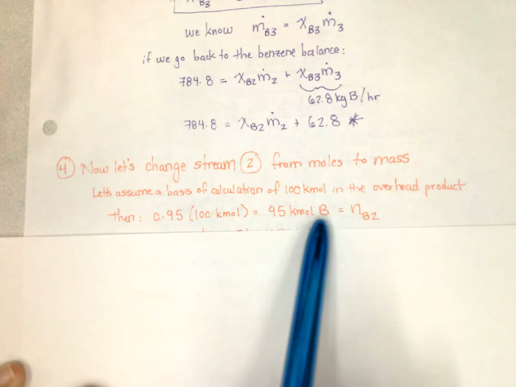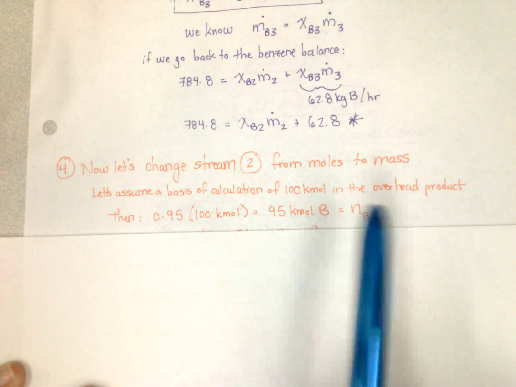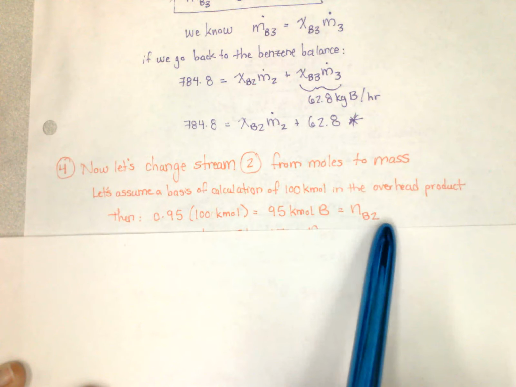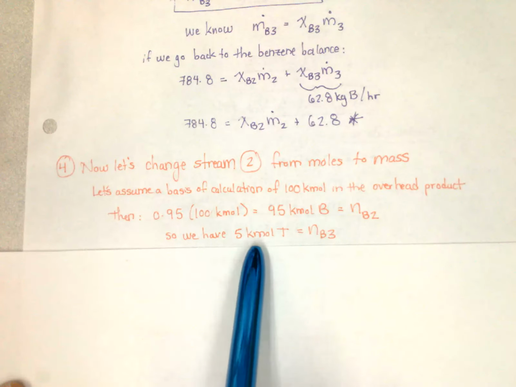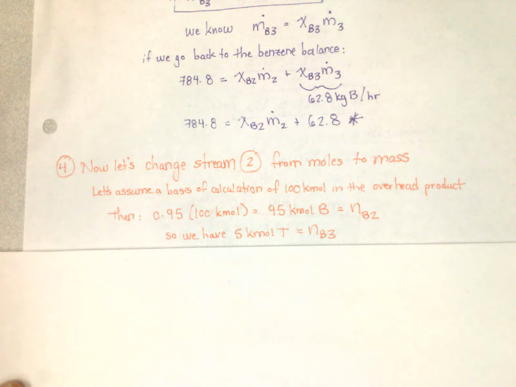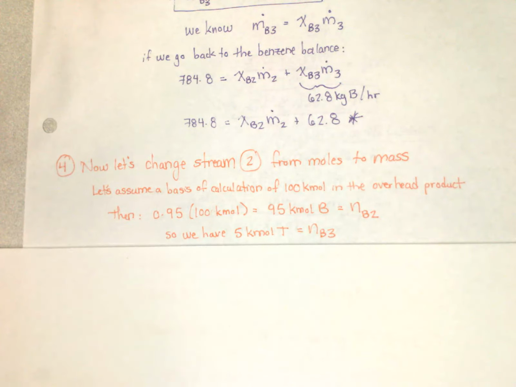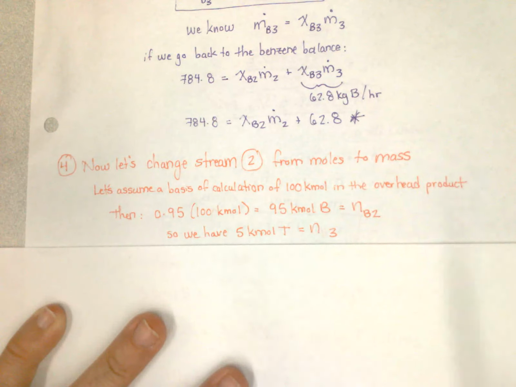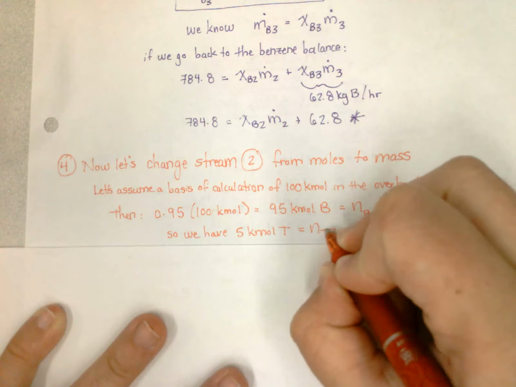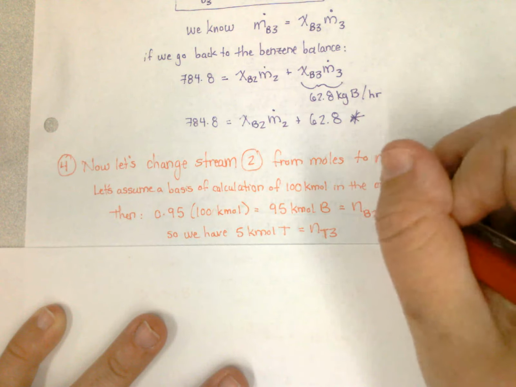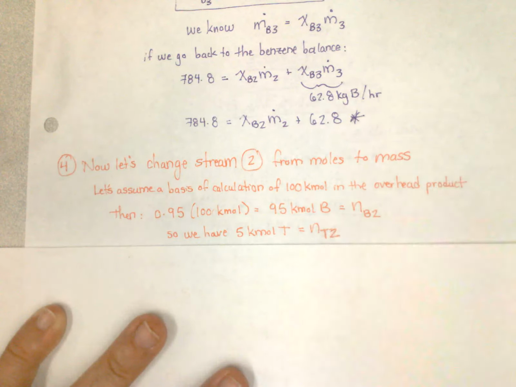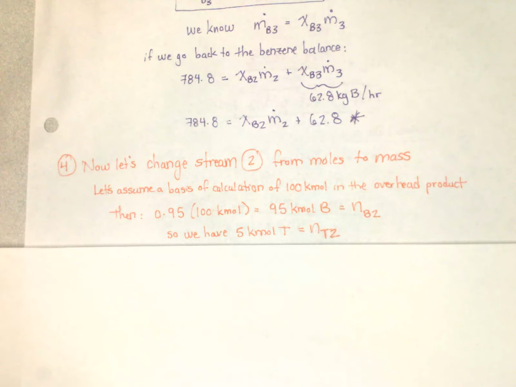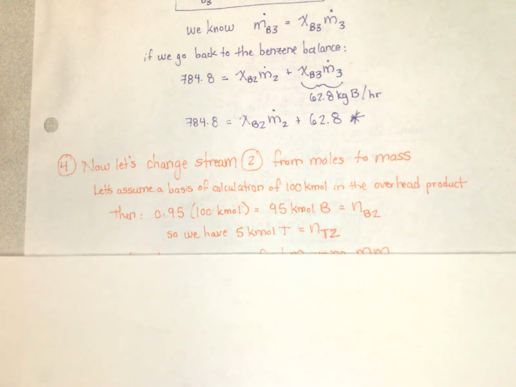So that means that we have 95 kilomoles of benzene. So we can now have an N sub B2 equal to 95 kilomoles. By the same token, that means that we'll have 5 kilomoles of toluene. And I have the wrong subscripts right here, so let's make a quick fix, right? This should be a T3, excuse me, and this should be a B3. Nope, I apologize, a 2. We're in stream 2, right? Got to make sure our subscripts are correct. There we go.